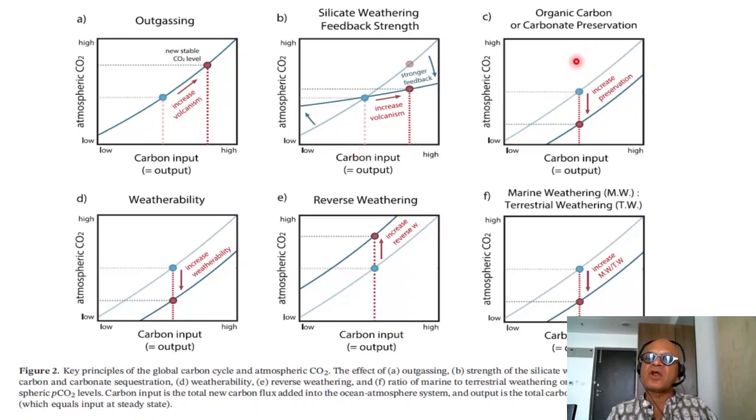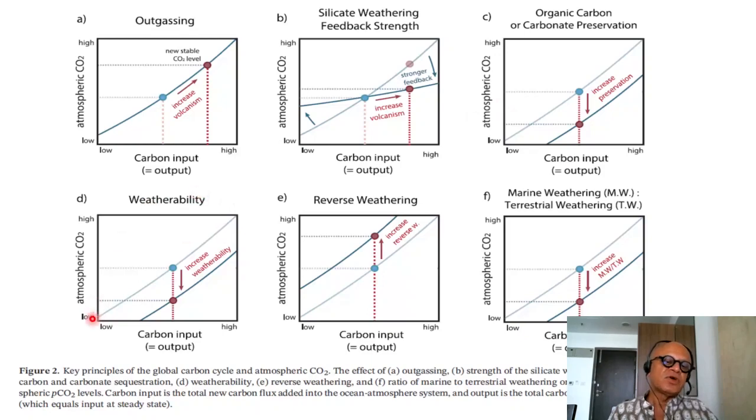Organic carbon and carbonate preservation similarly have an impact on atmospheric CO2 and carbon being sequestered. So increased preservation would increase carbon input and output and reduce atmospheric CO2. I think you know what we are talking about. Basically, if you sequester a lot of carbon in soil or in the deep ocean, that's going to be taken away from the carbon cycle and active carbon pool, let's say in the atmosphere and water. So those rates matter. These are just schematics.